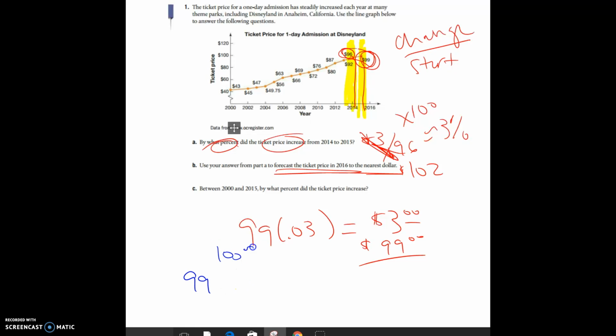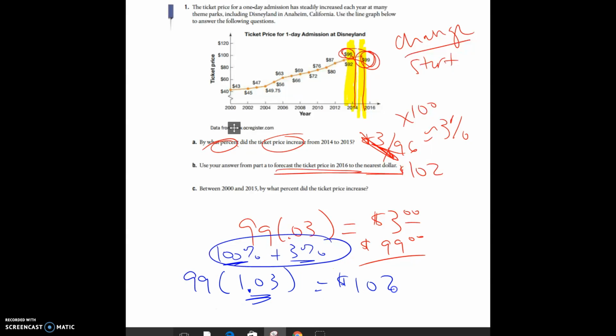A faster way of doing that would be to say, okay, well, it's $99. I know they're going to keep the price, and they're going to increase it by 3%. So that is a 103% increase. And you could write that. This is called a multiplier when you combine it. And so then you can multiply. You'll still get the $102. You just don't have to multiply and then add.